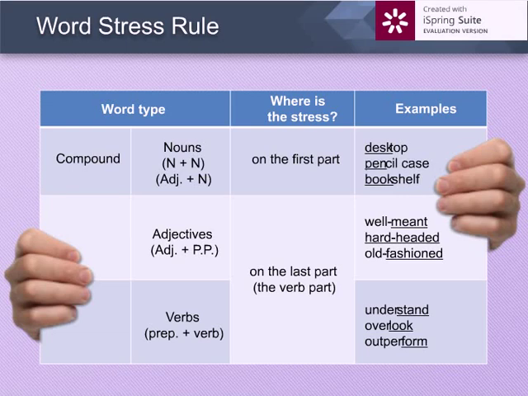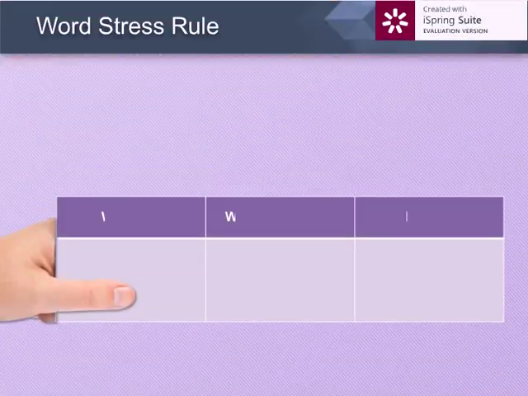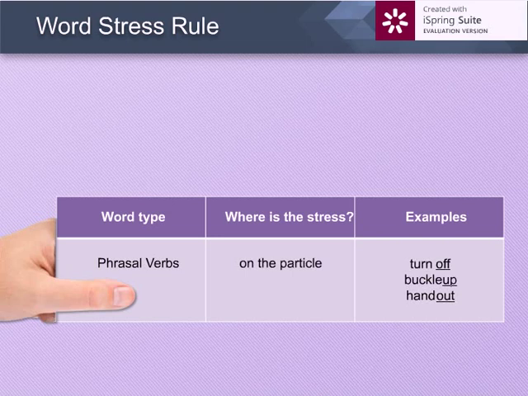For compound verbs, the stress is also on the last part of the word. For instance, understand, overlook, and outperform. For phrasal verbs, the stress is on the particle in the sentence. A particle is also known as a preposition. For example, turned off, buckle up, and hand out.